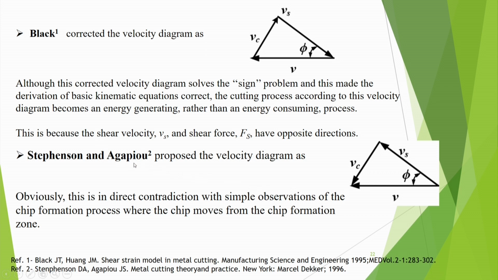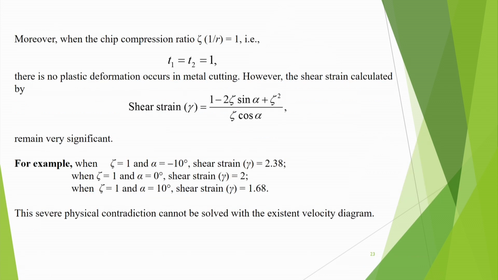Then there are some other authors, they propose another type of velocity diagram. Now, this is in direct contradiction with simple observations of chip formation, because the chip is going up where this chip moves from the chip formation zone. So, these are some problems in the velocity diagram also, but in most of your analysis and in your books, we are just taking the case of the tool being stationary and making one type of velocity diagram, but you must be aware of the counterpoints.